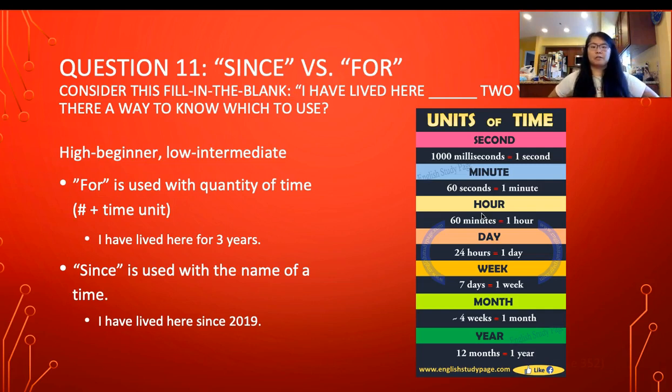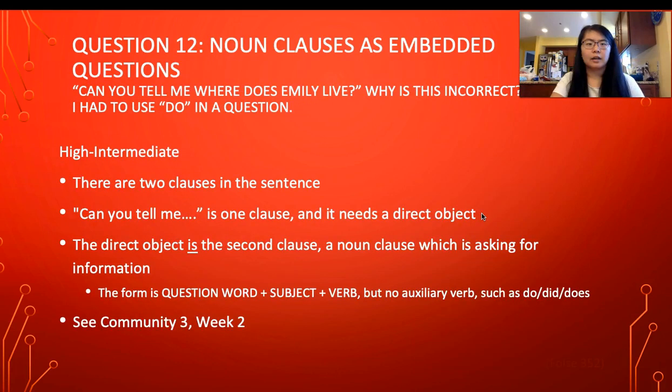Since is used for like the name of a time, like since summer, since 2019, as in the example, since my birthday. Or it can even just be something like, oh, I've lived here since I could afford it. So, since I could afford it, when I could afford it is a time, like kind of a label for a time. So, since versus for.